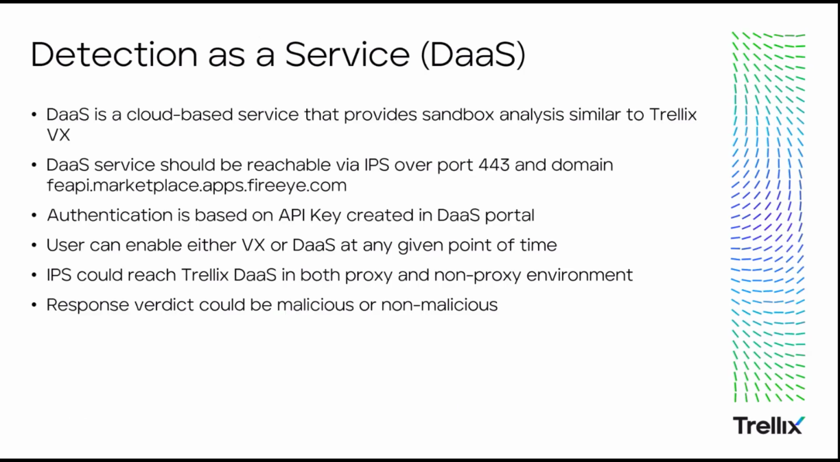DaaS, detection as a service. DaaS is a dedicated instance running on the cloud. It is similar to VX but not exactly the same. Both the manager and sensor will connect to the DaaS over the domain name and over an SSL channel on port 443. Users have an option to choose VX or DaaS at a given point of time. DaaS is configured using an API key generated in the DaaS tool, whereas VX is configured using the IP address.